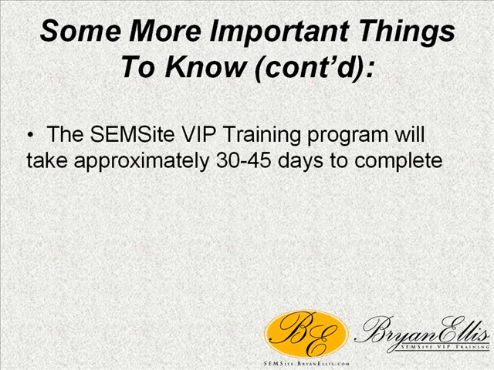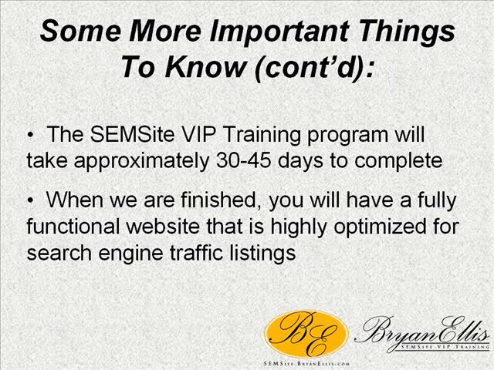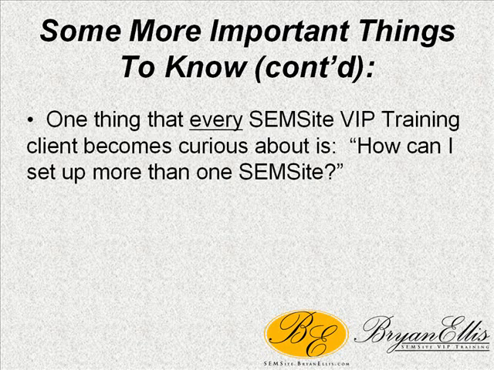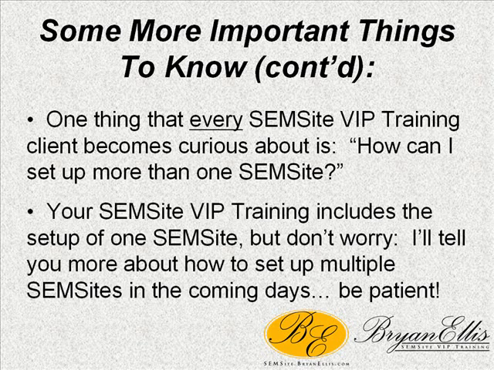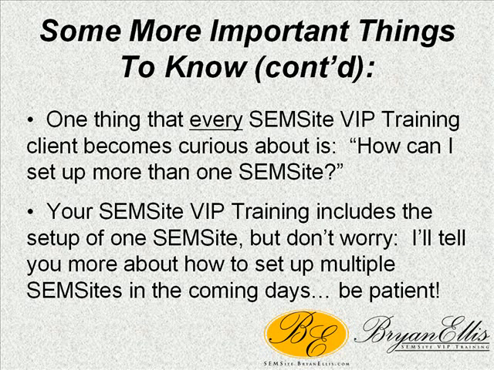Now, the SEMSite VIP training program will take approximately 30 to 45 days for you to complete, and when we're finished, you will have a fully functional website that is highly optimized for search engine traffic listings. One thing that every SEMSite VIP training client becomes curious about is, how can I set up more than one SEMSite? That's a really good question. Your SEMSite VIP training includes the setup of one SEMSite, but don't worry. I'll tell you more about how to set up multiple SEMSites in the coming days, so be patient.